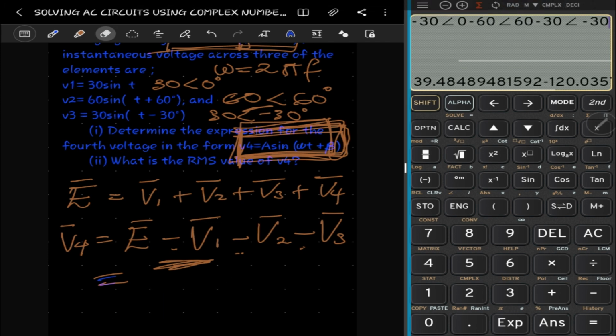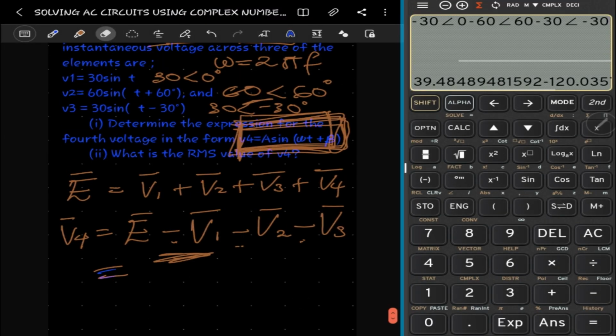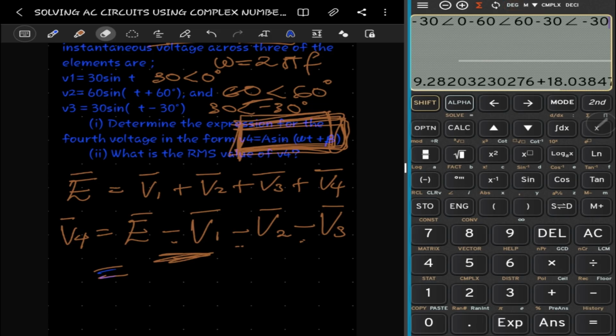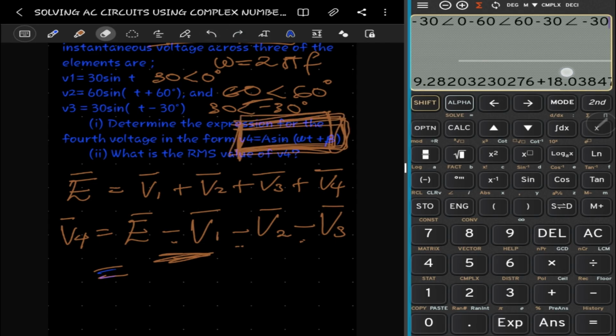So this here, I'll have to change it to degrees. So degrees now, this is what we have. But then the question requires that it's in this form. Looking at this very well, you see it is not in the form that we need.